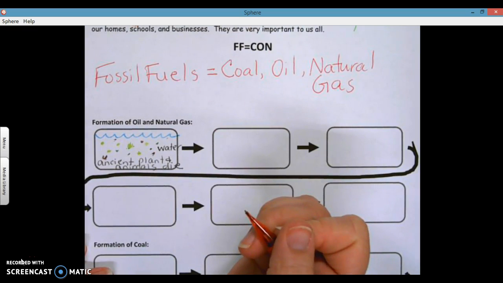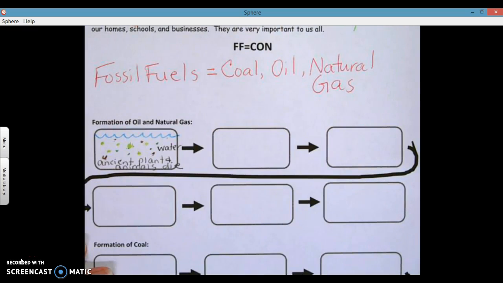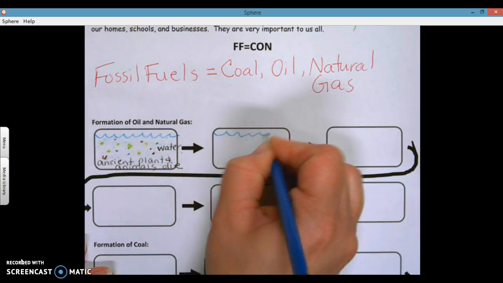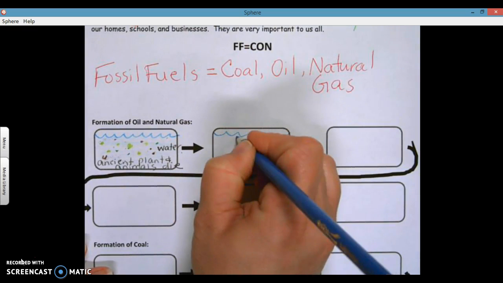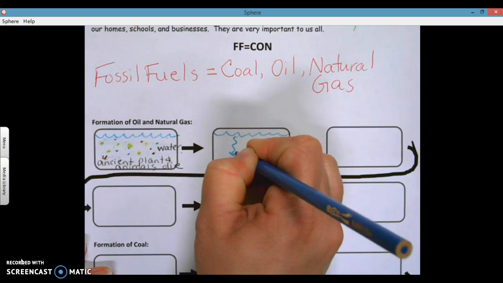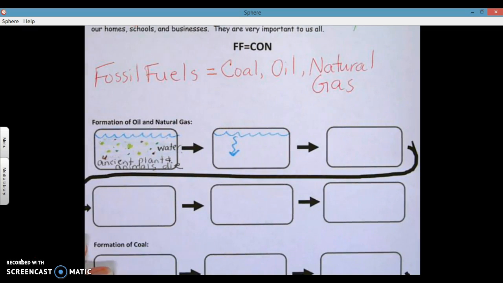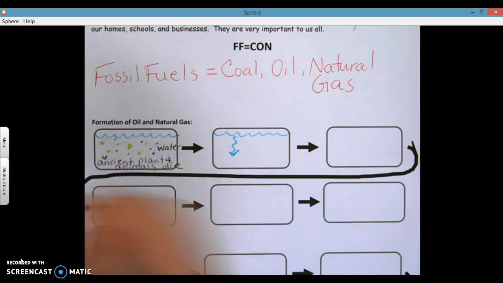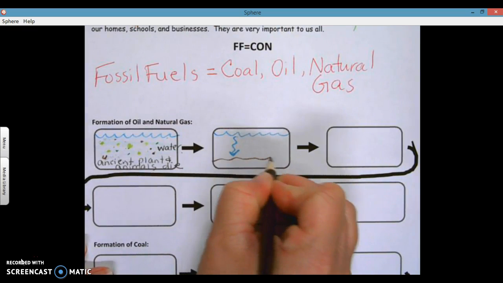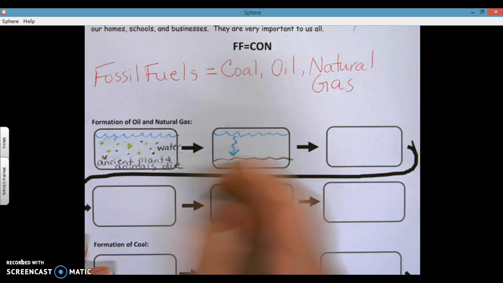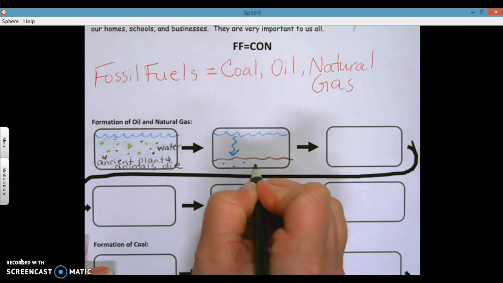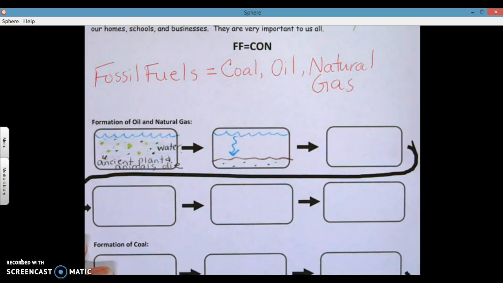In the water, and when they die, they sink down to the bottom. I gotta have my water be a little bit blue. They sink down to the bottom. So here's our water, and our ancient plant and animal matter, our organic matter, has now sunk down to the bottom of the ocean floor, where it lays down here, beginning to decompose.